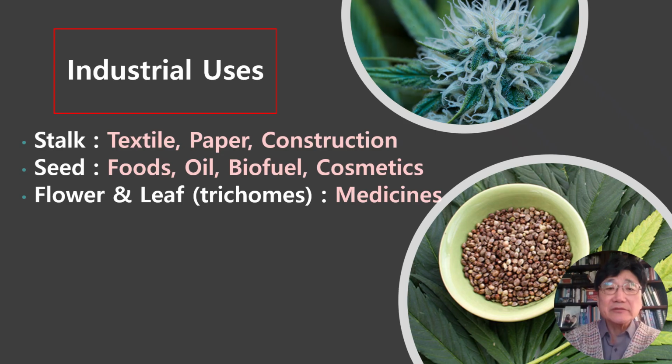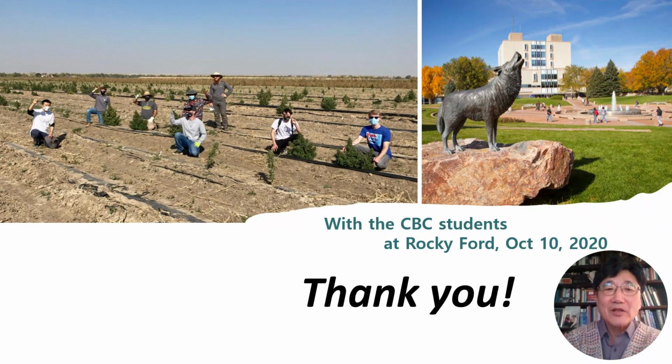After 2000, various types of hemp products have been produced. The stalk is used in textile, construction, and paper production. Cannabis seeds are used in the food, biofuel, and cosmetics industry, and the flowers and leaves are used to manufacture other pharmaceuticals. All right, let's stop here today.